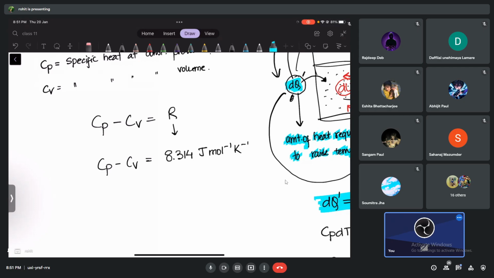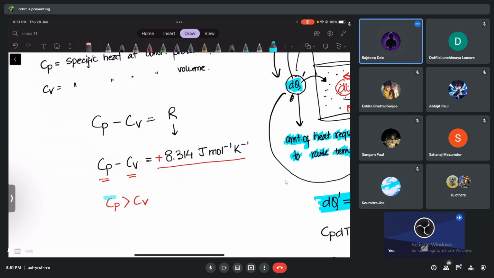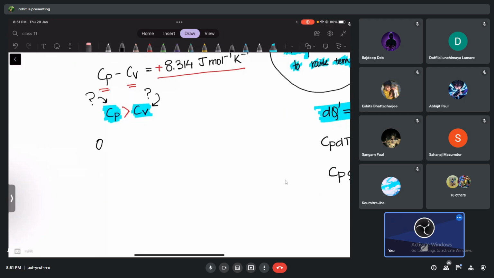And what do you think, is R a positive number or negative number? R is a positive number. So if I'm getting Cp minus Cv equals a positive number, what does it indicate? Is Cp greater or Cv greater? Cp is greater. Now this is a time to understand, to think. What is the meaning of Cp being greater than Cv? It means the heat required per mole per degree rise in temperature by keeping the pressure constant is greater than the heat required per mole per change in temperature by keeping the volume constant.